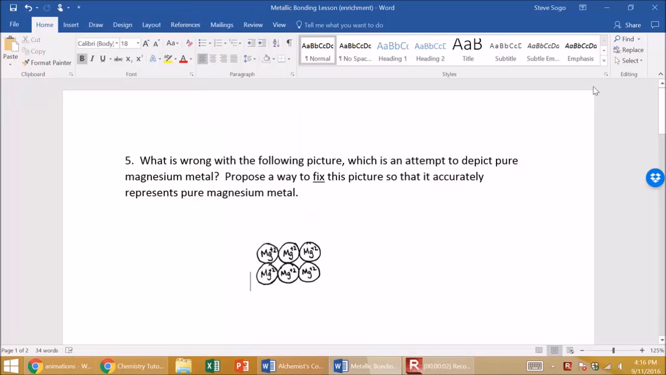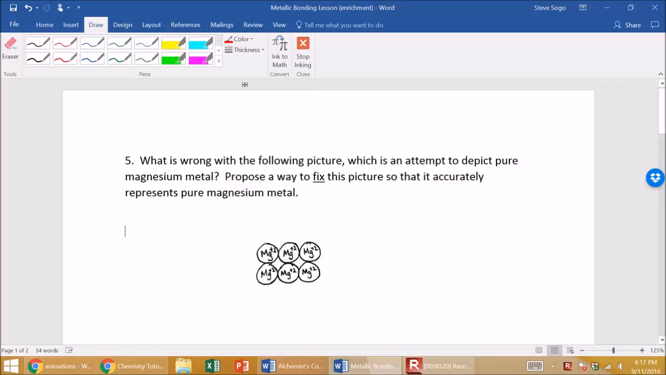Here I'm looking at question number 5. The picture here is bad. You should see that we have all positives here. And if they're all positive, then we would have forces of repulsion, which would force these away from each other.